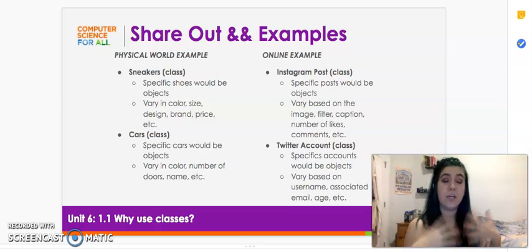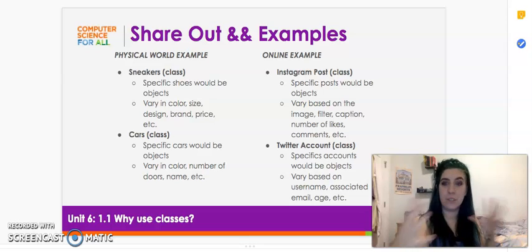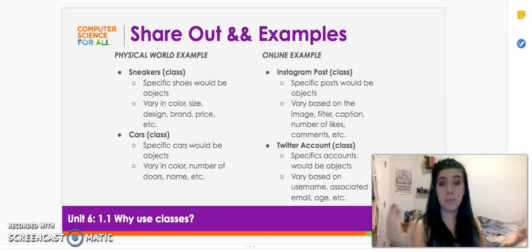The function of the sneaker, generally the same. You can put it on your foot, most of the time you can lace it or somehow tighten it. All of that functionality remains. Another example would be cars. Specific cars would be objects made from the general car mold. It might change a little bit. The color, the number of doors, the name, exact measurements might change, but it's still built from that same model.